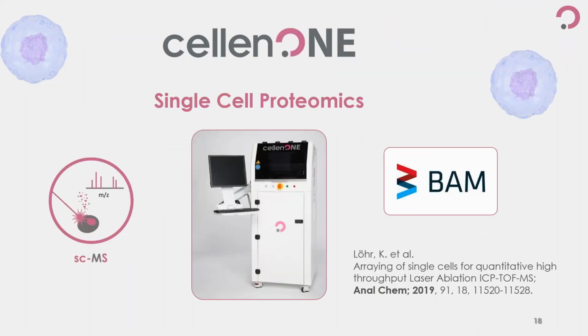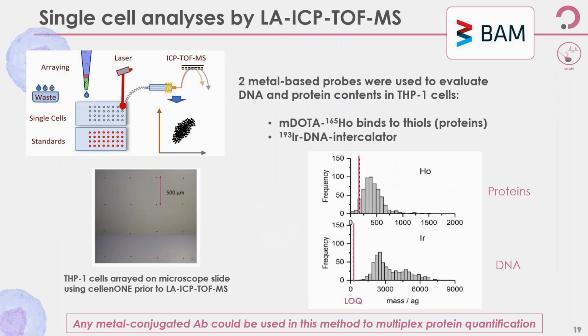Finally, I will give you a last example of a field where we see lots of traction at the moment, which is the field of single-cell proteomics. And I will present you an example of work that has been published over the summer in Analytical Chemistry and that has been done at the BAM Research Center in Berlin. In this work, they used a technology which is called laser ablation ICP-TOF-MS to study a number of protein and metal inside single THP1 cells.